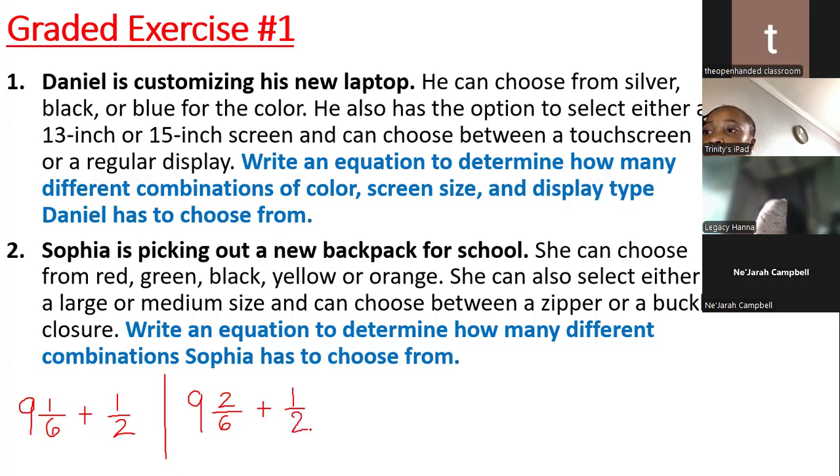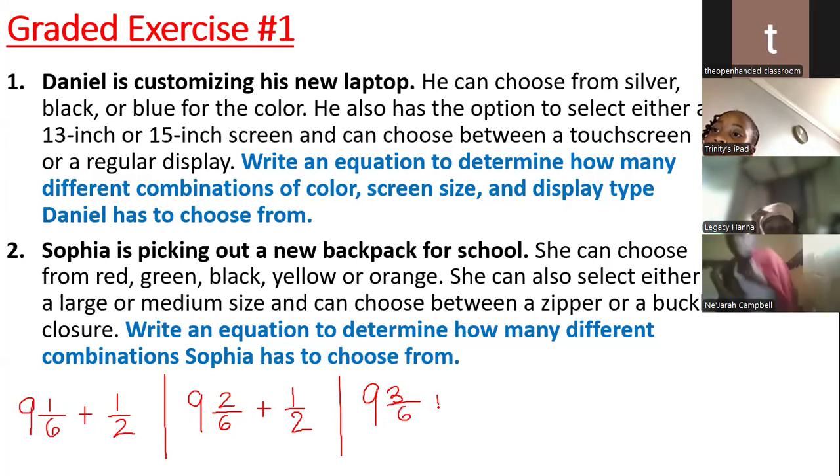Then you could do the questions at the bottom. 9 and 3/6 plus a half. I have a million of these questions to do for school. You mean these type, right? Yes, sir. That's good.